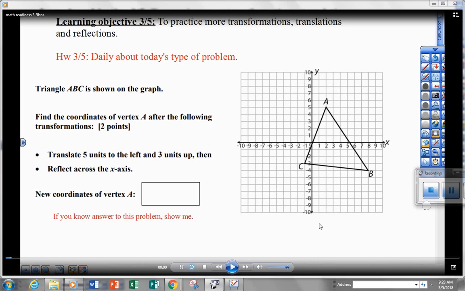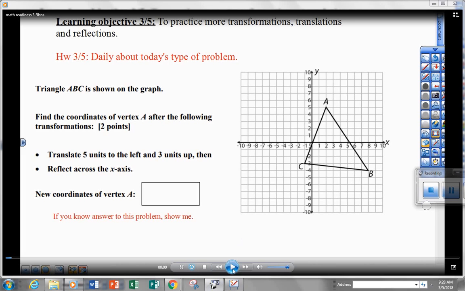Okay, this video is going to show you what I show my other classes since I will not be in period 6 today. I want to show you how to take a certain vertex, a point from this triangle, and I'm going to do two transformations. I'm going to translate it 5 units to the left and then 3 up, and then reflect it straight across the x-axis. And I'm also going to do that for the other 2 points. For your little quiz that you're doing later, you're only going to have to do it for one coordinate.